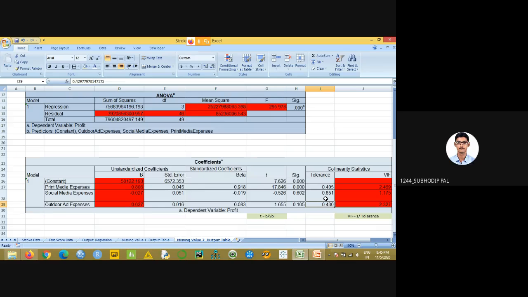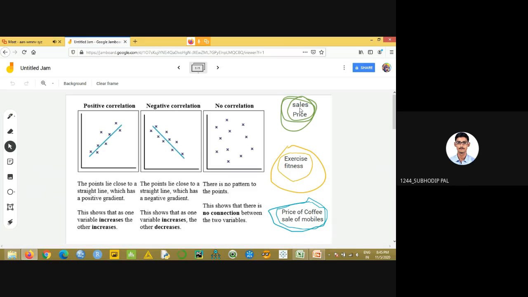Let me come back to this point. Let me take another example. Suppose fitness is my dependent variable, exercise is my independent variable, and I'm also taking yoga. Exercise and yoga, both variables are of a similar kind, right?